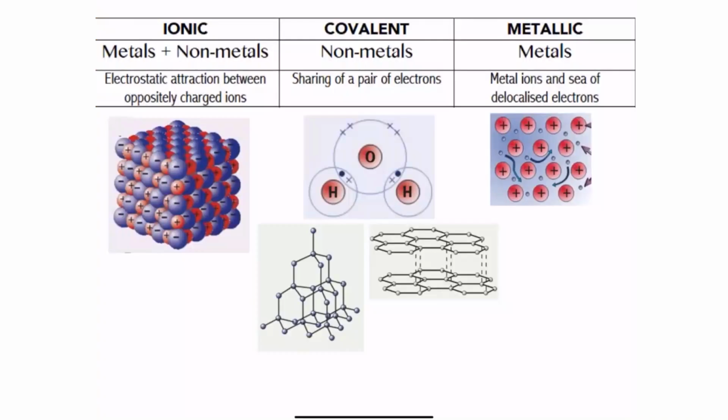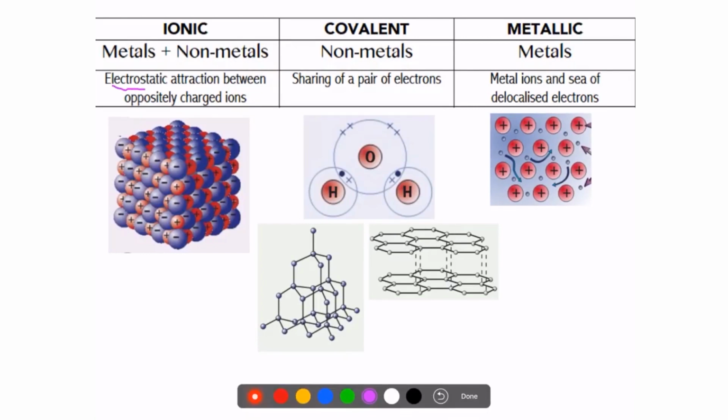All right, topic 2. Now, there are 3 types of bonding. You have ionic bonding, which is between metals and non-metals. And to describe that, you say electrostatic attraction between oppositely charged ions. You have covalent bonding, which is only in non-metals, and it's sharing a pair of electrons. And then you have metallic bonding, which is positive metal ions and a sea of delocalized electrons.